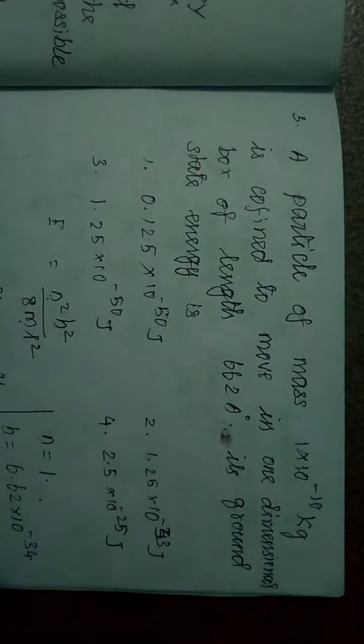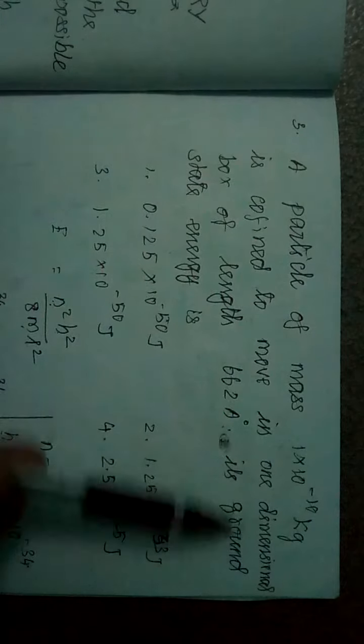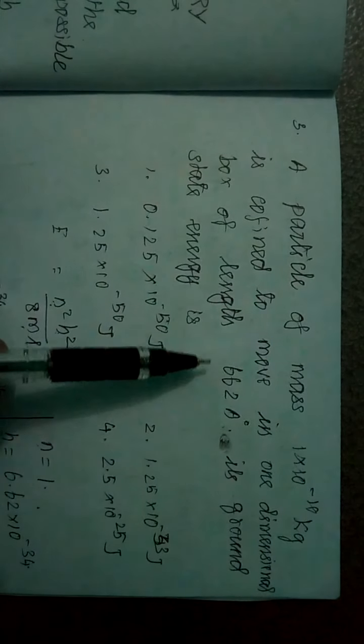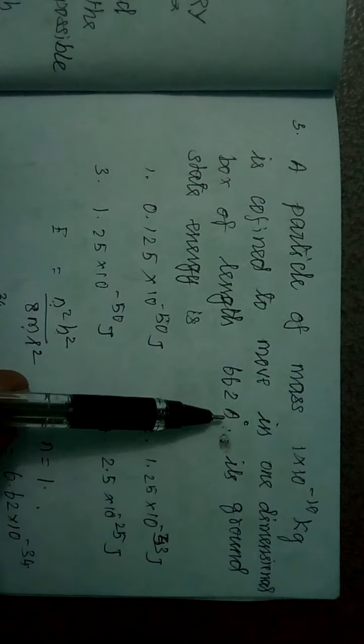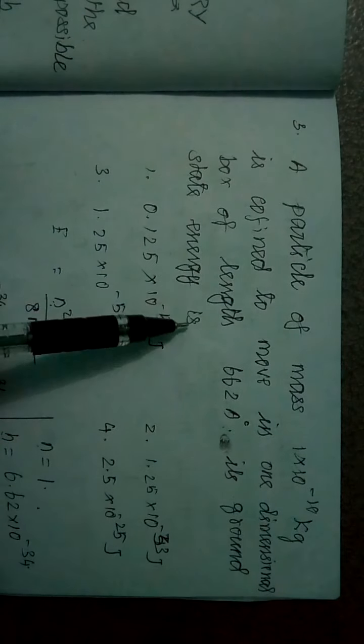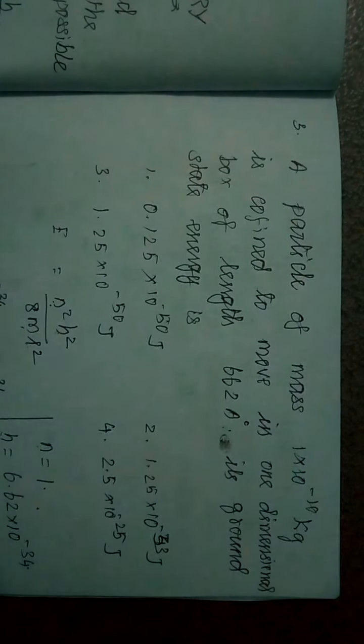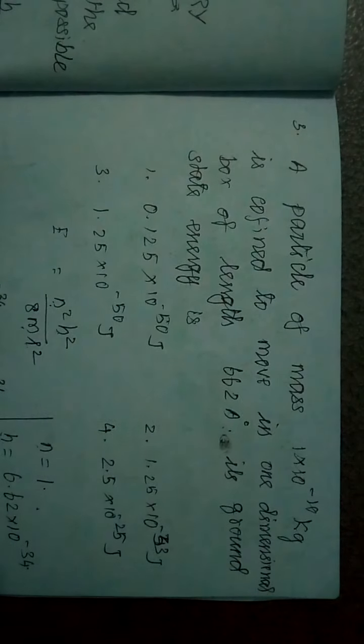I'll see the next question. This is one important calculation. The question is: a particle of mass 1 into 10 power minus 10 kg is confined to move in a one-dimensional box of length 662 Armstrong unit. Its ground state energy is, the options are given here. They have asked about the ground state energy in a one-dimensional box.